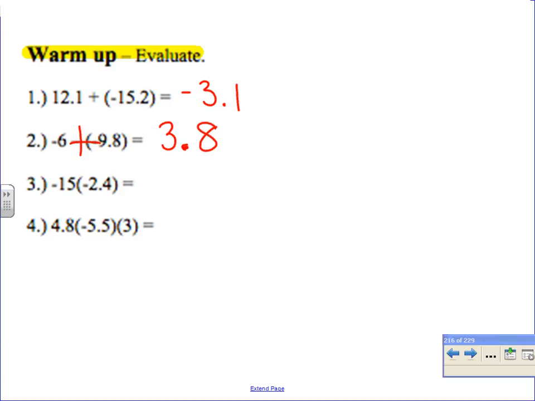Charles, number 3. Why is it positive, Charles? Good job. It's positive because there's 2 negatives. Sean, number 4. Good job. Negative 79.2. Sean, why is that one negative? Good. There's only one negative. If you're multiplying or dividing and there's an odd number of negative signs, the answer is negative. If there's an even number of negative signs, the answer is positive.